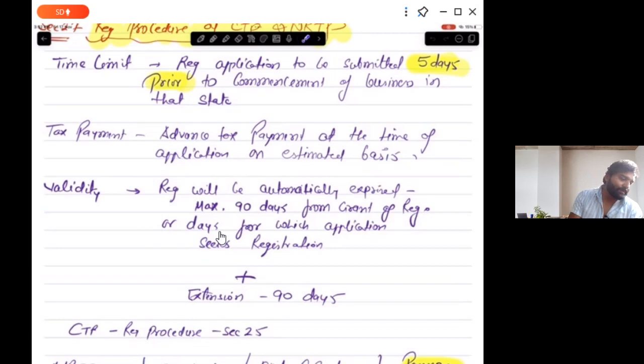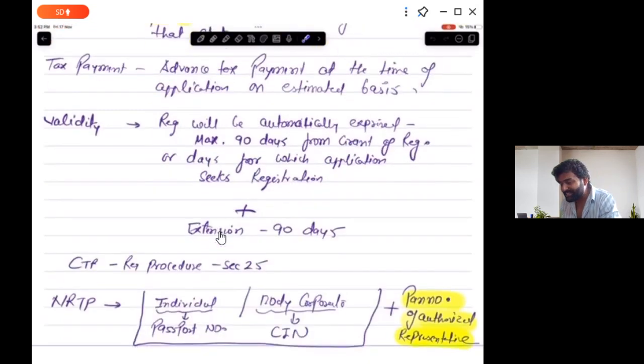And one more thing, of course, this registration is temporary, so the maximum time limit of this registration is only 90 days. If I need to get registered for 10 days, okay, 15, okay, 30, okay, 45, okay, 60, okay, 120, not allowed. Maximum you can register here for 90 days. Once you get registered, if you need an extension, you will get it later, but that is also not more than 90 days. There is a provision of extension here, but the extension will be after expiry of 90 days only. So that is written in section 27, the registration process of CTP and NRTP.